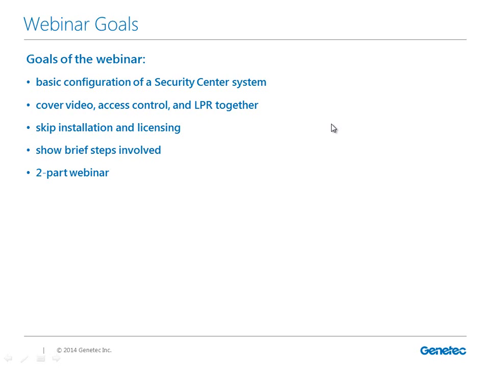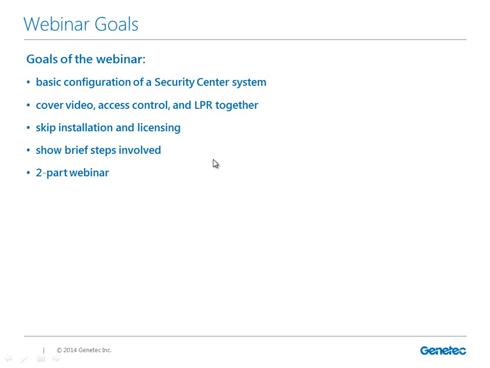We also wanted to look at a system where we're using Omnicast, Synergis, and AutoView together, and what order to set up the units and related entities. For the sake of time, we're going to skip the installation and licensing steps. Those are well documented and shouldn't be too much trouble on a basic system.